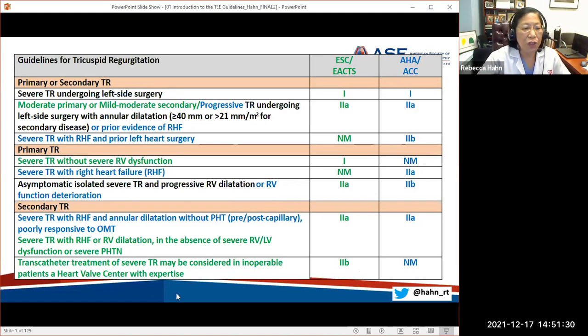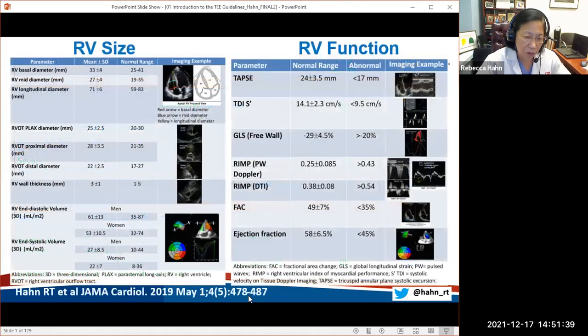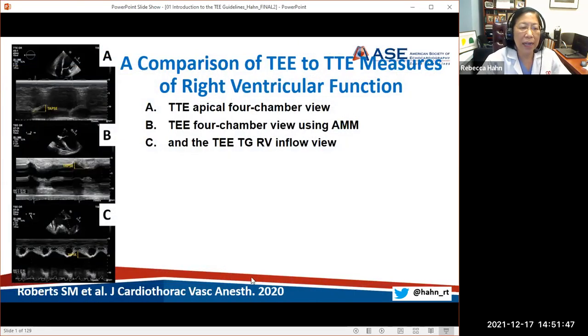The main difference is that there are devices now approved in Europe, and therefore transcatheter devices have a 2B indication for intervention in the tricuspid valve in Europe. Now, one of the things we like to do is look at RV size and function. I'm not going to go over that, except to say that it has been validated.